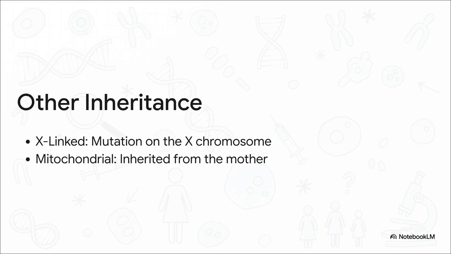Now, there are 2 other fascinating pathways we definitely need to touch on. X-linked inheritance happens when the mutation sits specifically on the X chromosome. And because males only have one X chromosome, they are way more commonly affected by conditions like hemophilia. And then there's mitochondrial inheritance. This is super unique because it's passed exclusively down the maternal line, from mother to offspring, and it directly messes with the body's energy-producing systems.